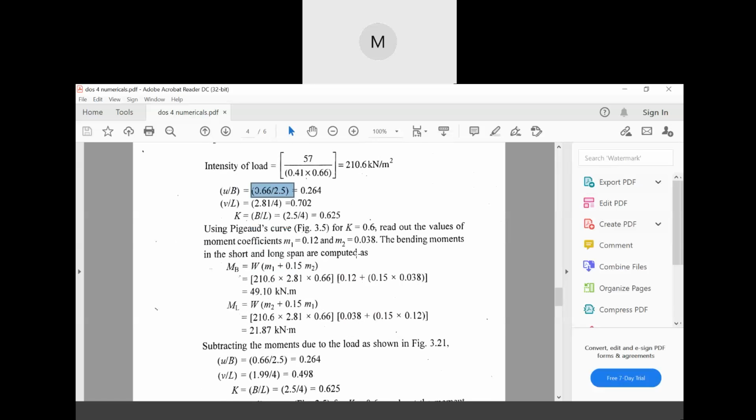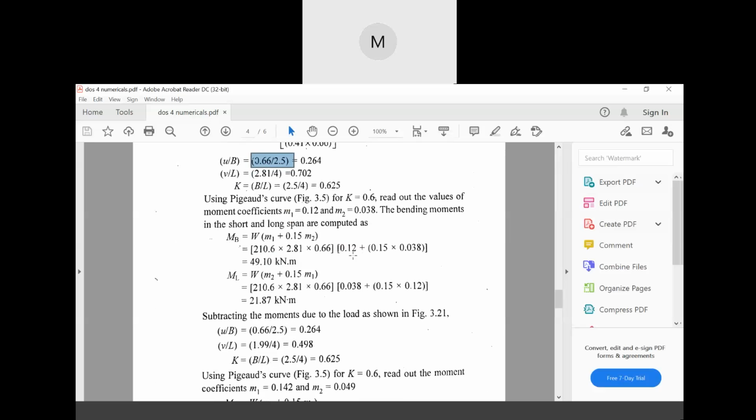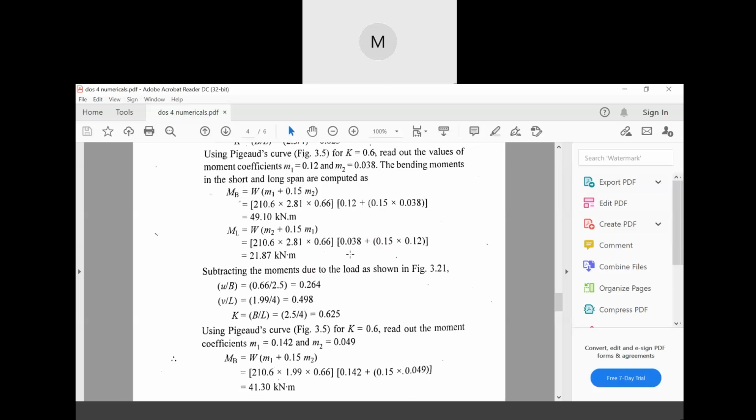Now we find the K value, and similarly we find MB and ML. Now there comes the next step. Look, you just try to learn the concept behind it. What happens is that we'll have to look at MB and ML, we got it, right? MB and ML we got it.